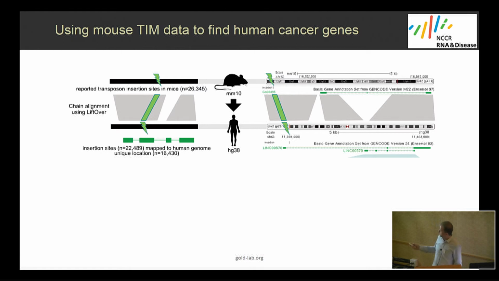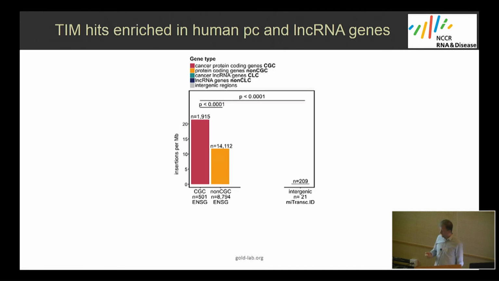So here's an example where we have, in mouse, this lncRNA on the forward strand and an insertion site, shown here by the lightning, a couple of kilobases upstream. And here, when you map this site into the human genome, you find it's now falling in the orthologous lncRNA, just inside the first intron. So does this work? Does it tell us anything useful?